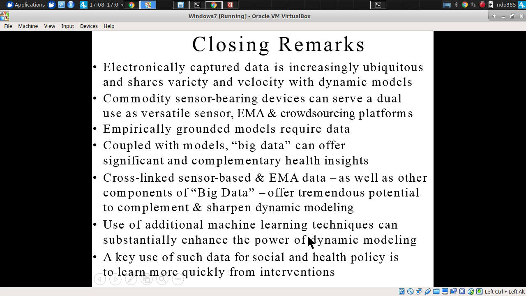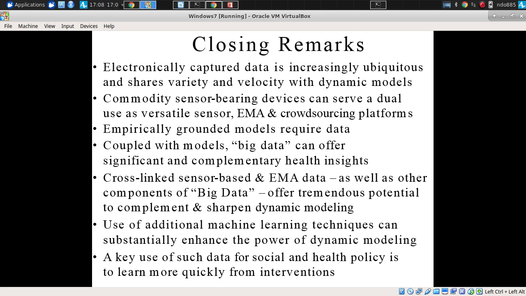By using machine learning techniques, such as sequential Monte Carlo methods, which we saw in the last example, we can really enhance the power of dynamic modeling. This is not a small thing. Having our models be able to automatically learn over time as new data becomes available really changes the game in many ways for how we build those models and how we use them.